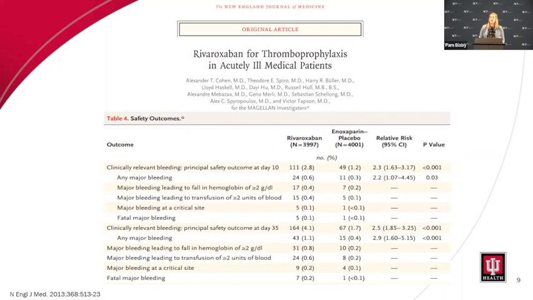When looking at bleeding, there was statistically significantly more bleeding in the Rivaroxaban group compared to the Enoxaparin group. So taken together, for medically ill patients who received extended prophylaxis with a DOAC versus standard prophylaxis for about 10 days with Enoxaparin, we see that the DOAC is at least as effective and potentially more effective at preventing VTE, but that the rate of bleeding is higher than in patients who receive Enoxaparin.